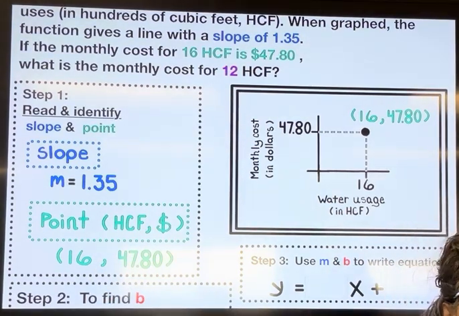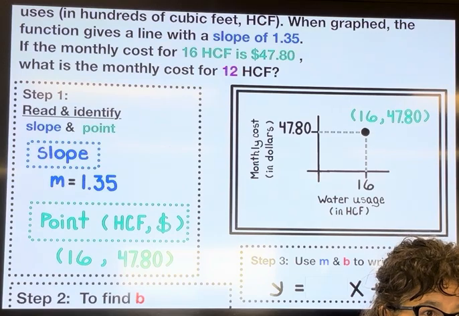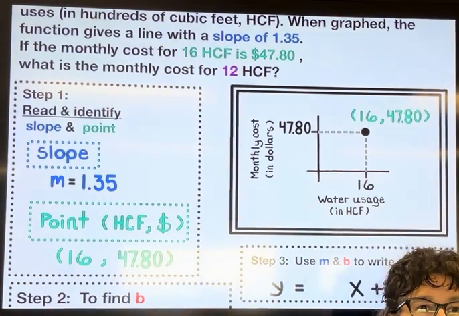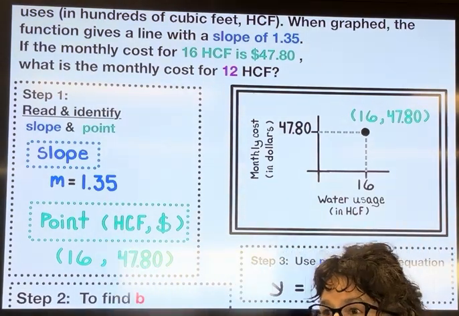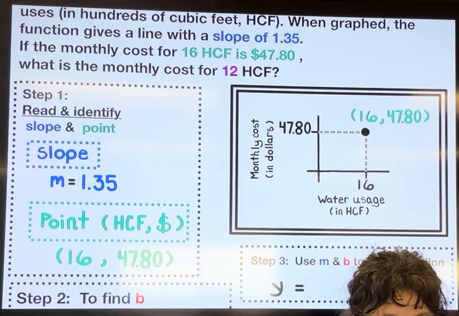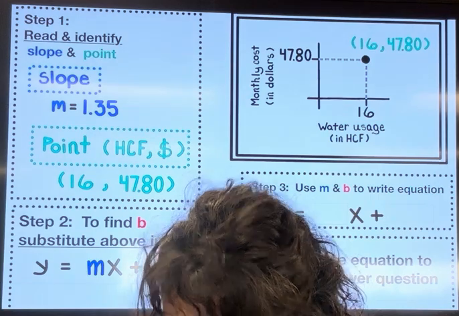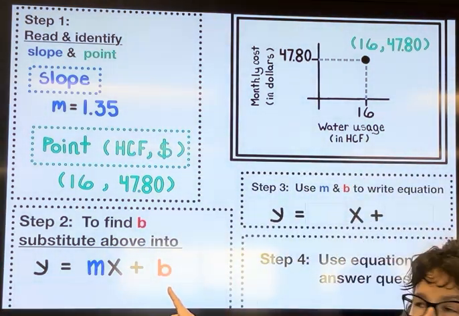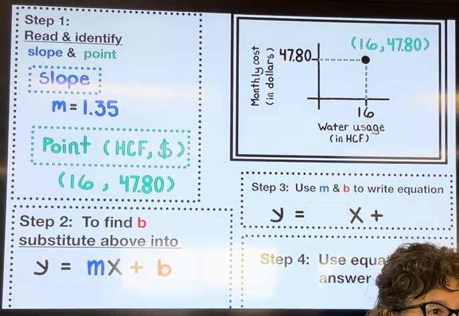Okay, so the given information ultimately is you've been given a slope and a point, and you want to write the equation of a line. And if you want to write the equation of a line, you need an m and a b. We already have the m, so all we have left to find is the b value. So to find the b value, what we want to do is start off with our basic equation of a line, slope-intercept form, y equals mx plus b, and substitute everything we know.